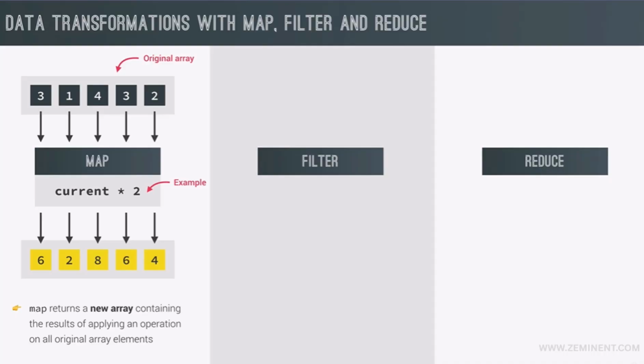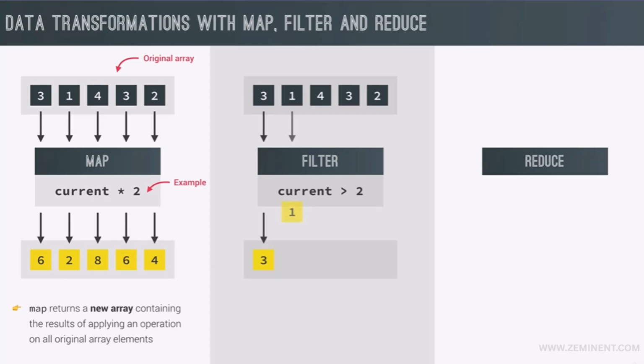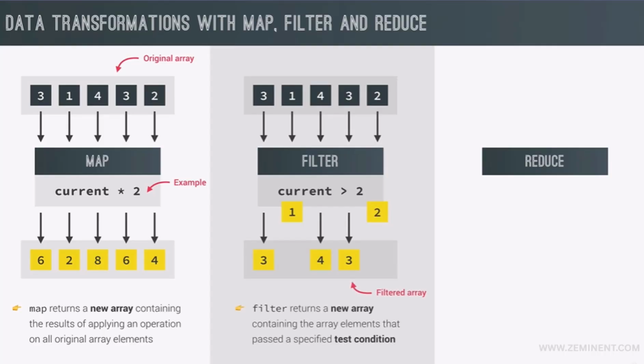And next we have the filter method, which, as the name says, is used to filter for elements in the original array which satisfy a certain condition. In this example, we are only looking for elements greater than 2. All the elements that pass the test that we specified will make it into a new filtered array. Or in other words, only elements for which the condition is true will be included in the new array that the filter method returns. All the other elements will get filtered out, so they will not be included in the new array.